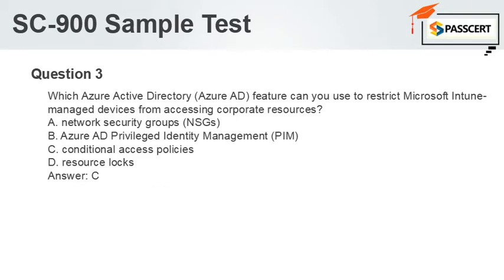Question 3. Which Azure Active Directory, Azure AD, feature can you use to restrict Microsoft Intune managed devices from accessing corporate resources? A. Network Security Groups, NSGs. B. Azure AD Privileged Identity Management, PIM. C. Conditional Access Policies. D. Resource locks. Answer: C.